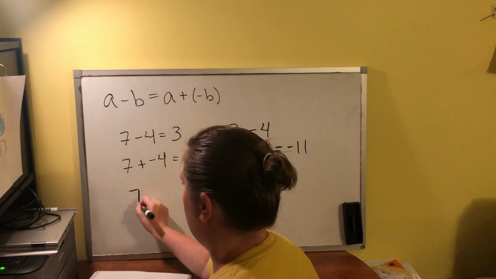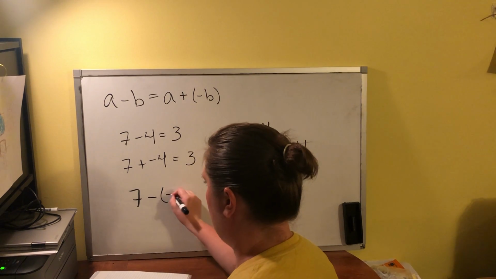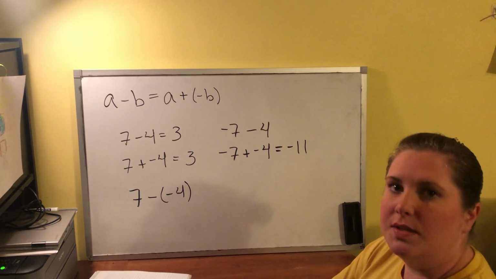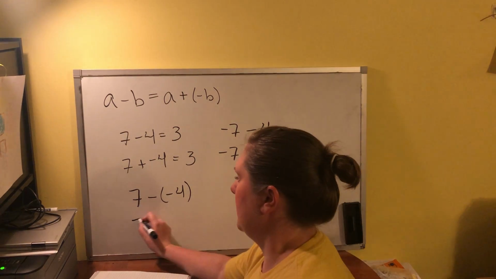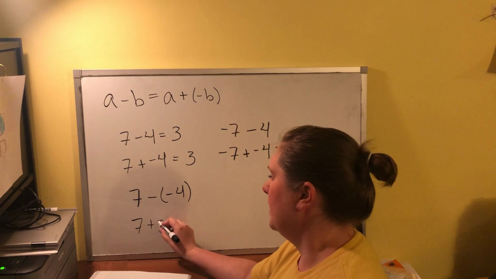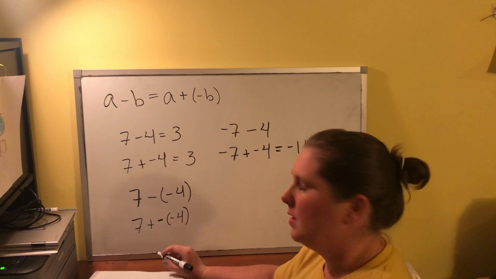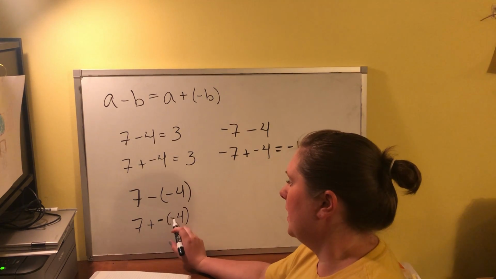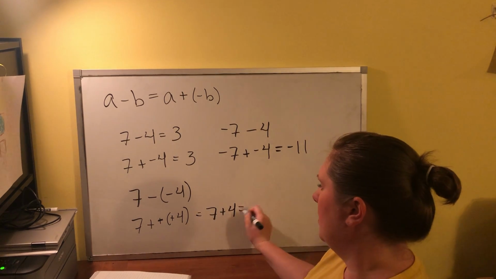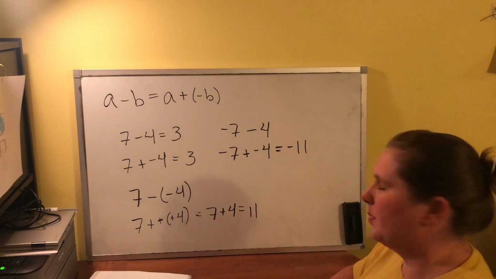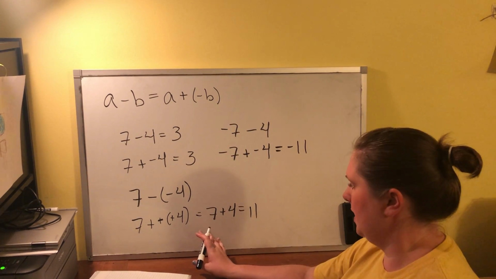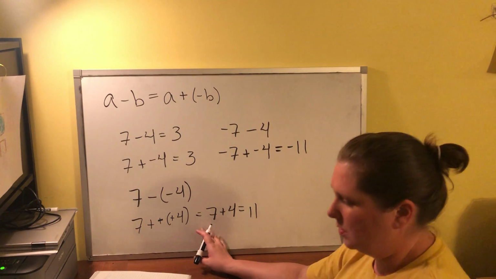You may also see this written as 7 minus negative 4 in parentheses, okay? We're going to use that same property, so we keep our 7, change subtraction to addition. Now this time I have a negative 4. Now a negative and a negative become positive. So this now becomes 7 plus 4 to end up with a positive 11. Okay, so that's where this rule really comes in handy with making sure that you get the right answer.